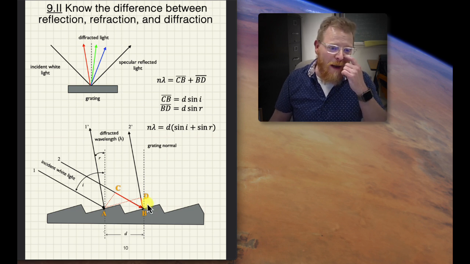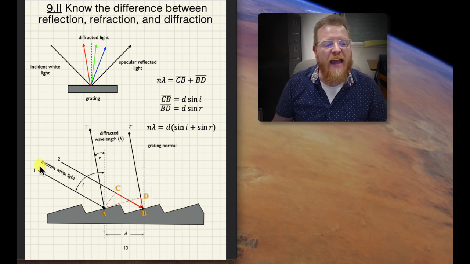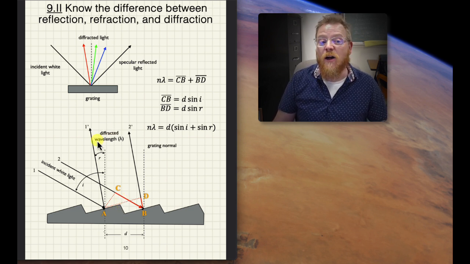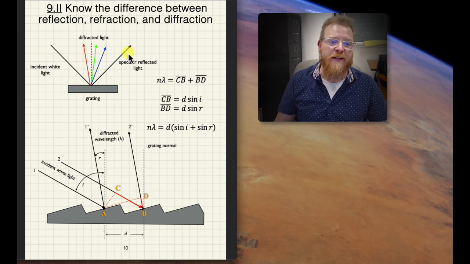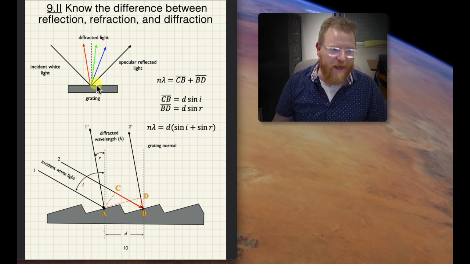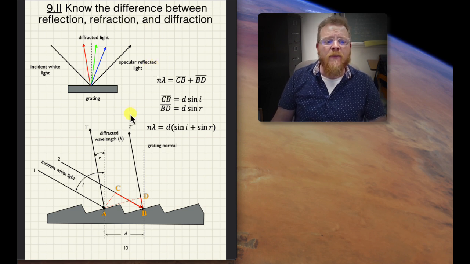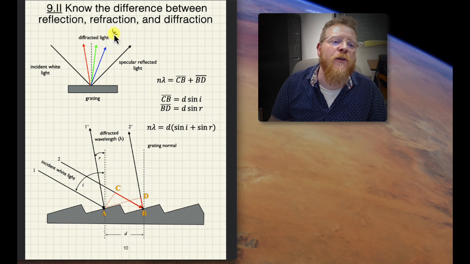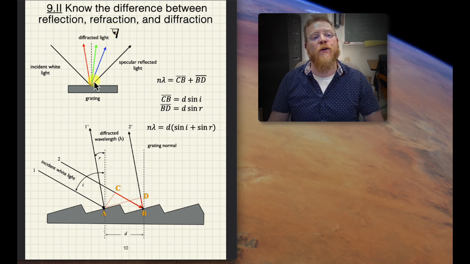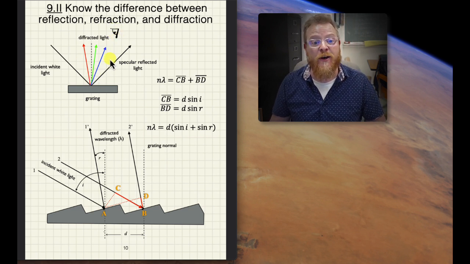Another cool phenomenon happens with this. Depending on the angle of incidence and the angle of the diffracted light, we can get a color change, assuming that we have all of the wavelengths of light incident on our grating. If we have a white light source, for example, we can get the specularly reflected light, which will be all of the wavelengths. But if we change the angle at which we observe, we will see different wavelengths.